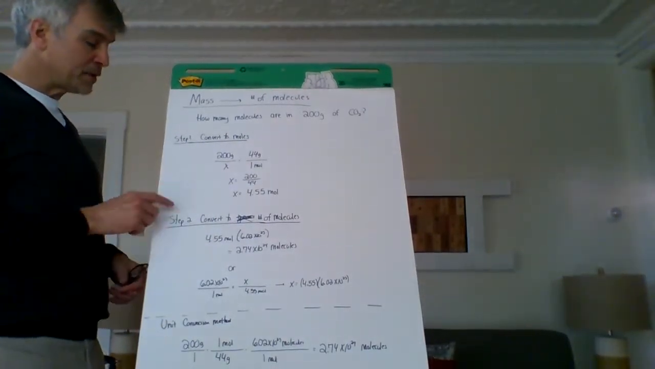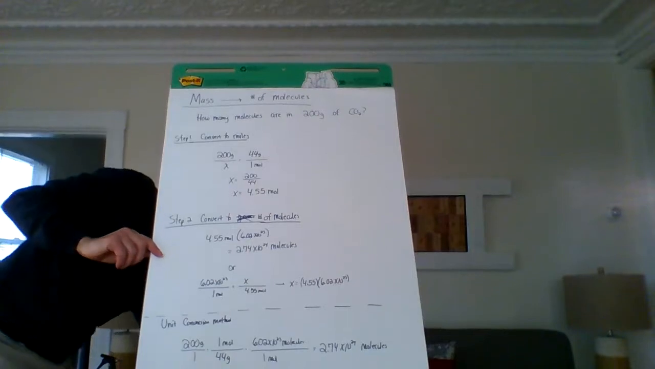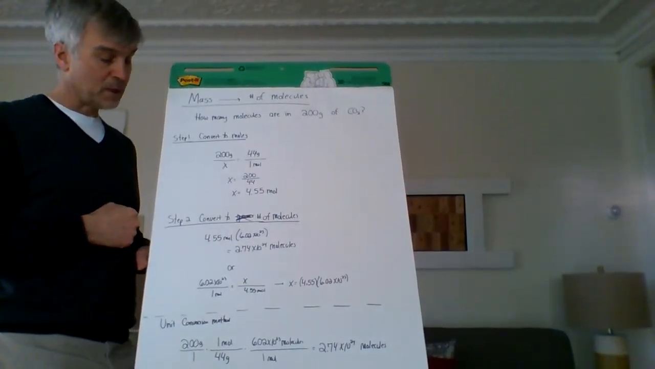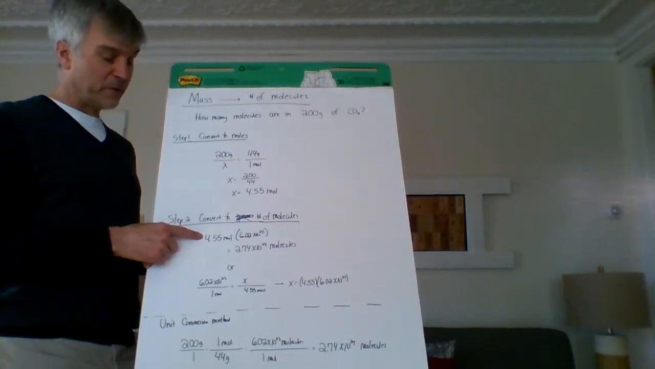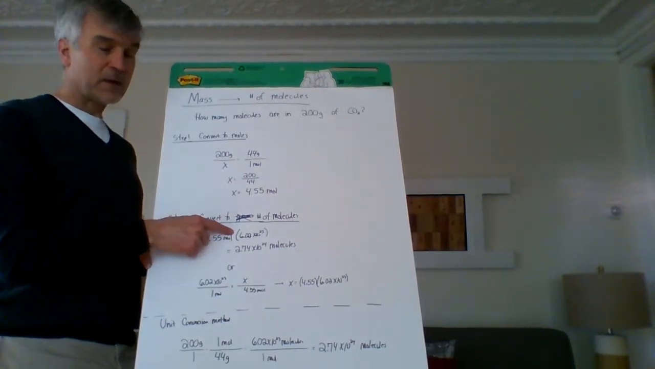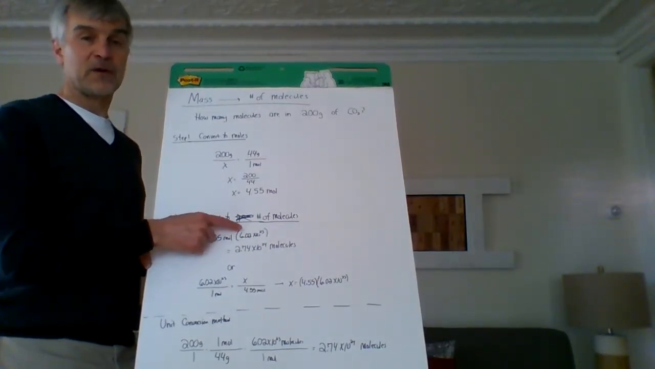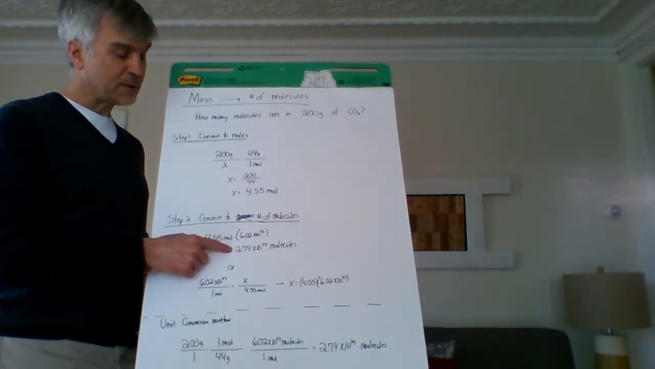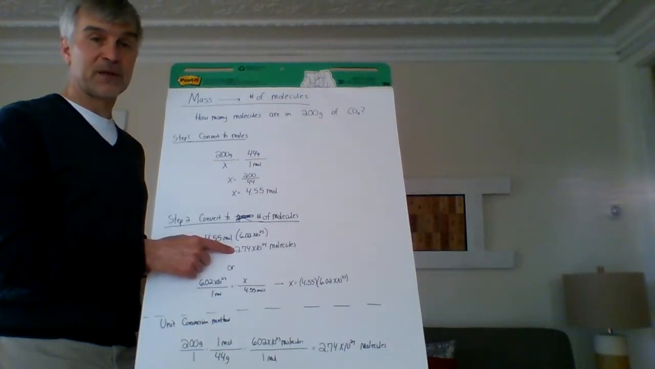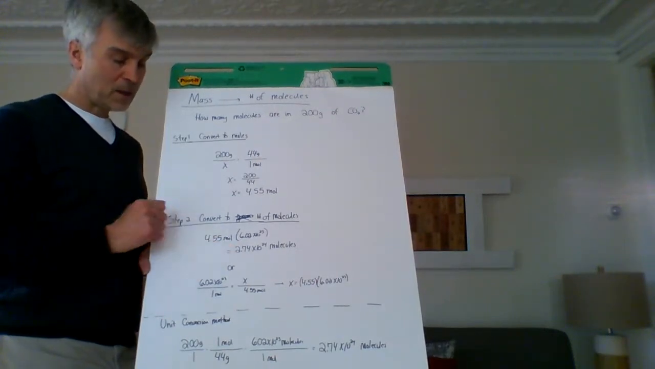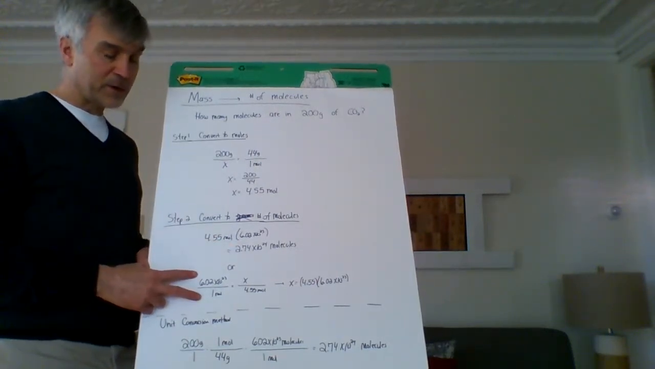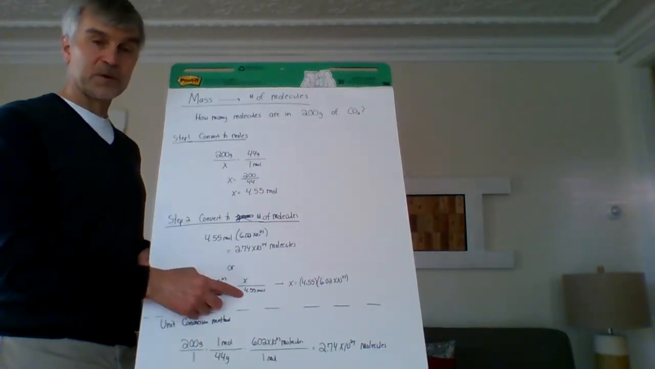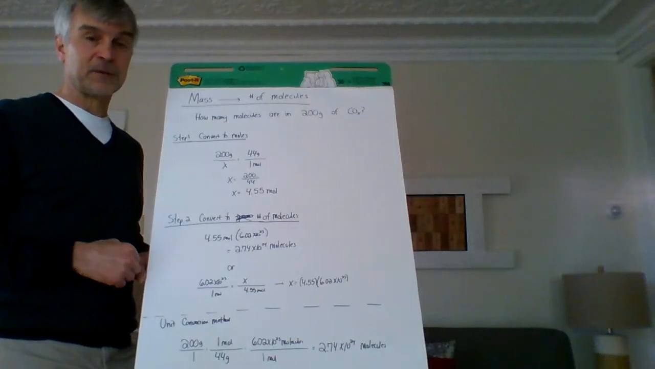All right, now once I have the number of moles, my second step would be to take that number of moles and convert to number of molecules. So I could simply do 4.55 moles times 6.02 times 10 to the 23rd, because that's the number of molecules in 1 mole. And I get 2.74 times 10 to the 24th molecules. If you prefer, you could set it up as a ratio. Number of molecules over moles equals number of molecules over moles. You get the same answer.